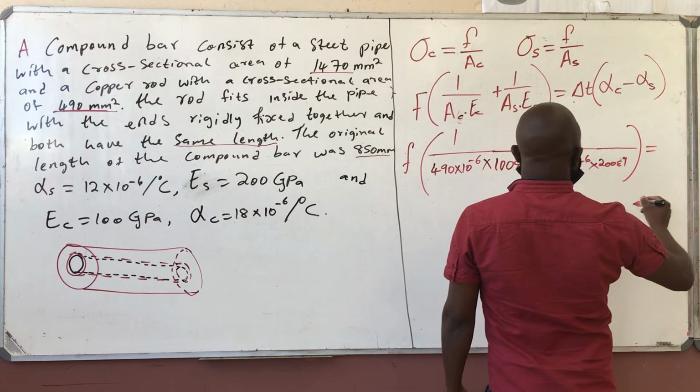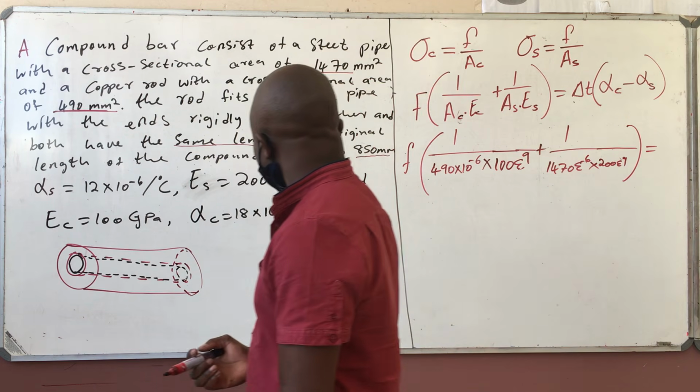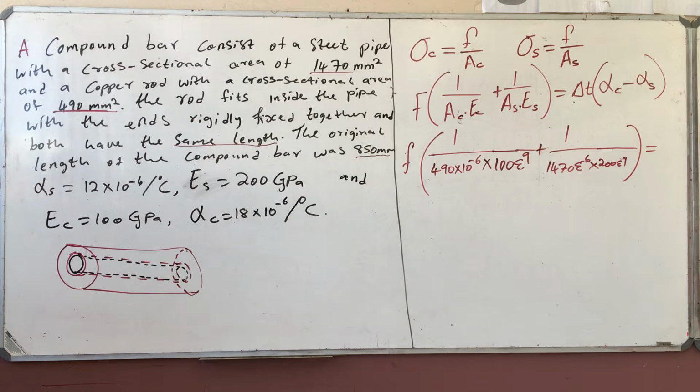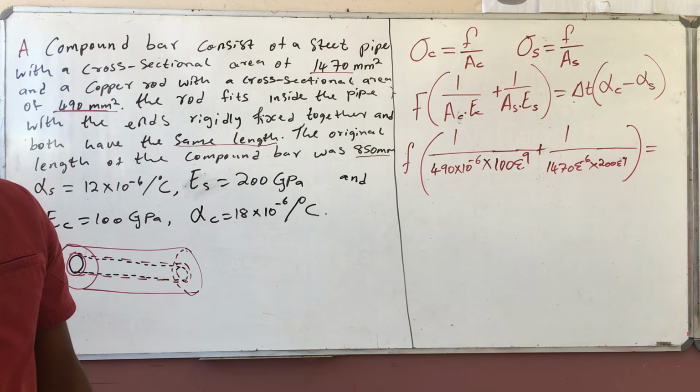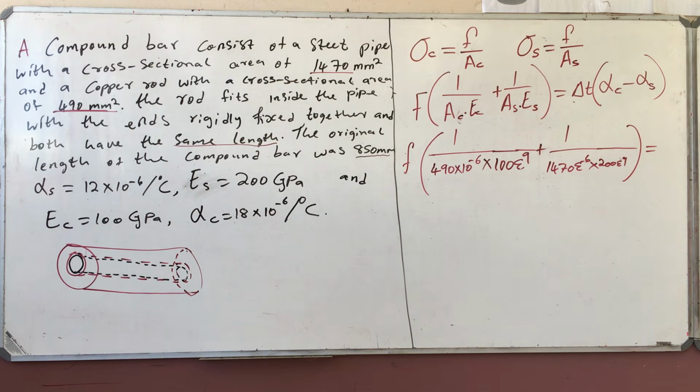is equal to change in temperature. Do we have change in temperature? Did I skip it? Let me check. Oh, they say calculate number A, the magnitude and the nature of stresses in the pipe and rod if the temperature of the compound bar is raised from 20 degrees to 100 degrees Celsius.